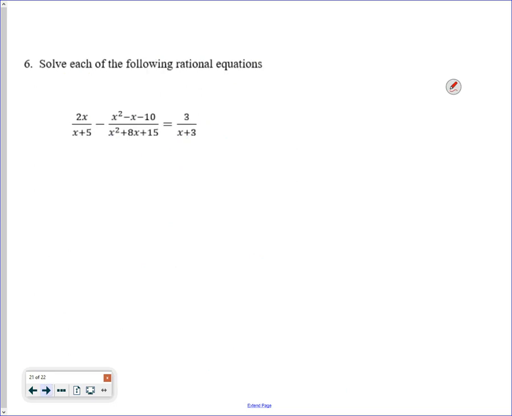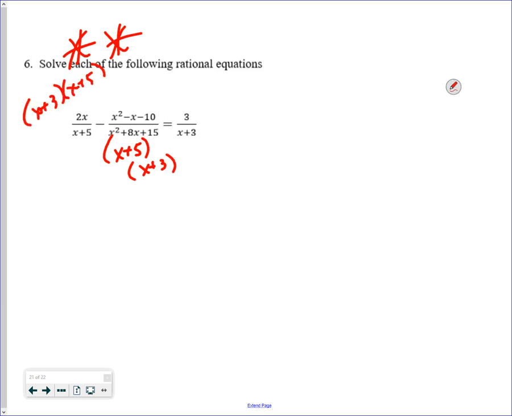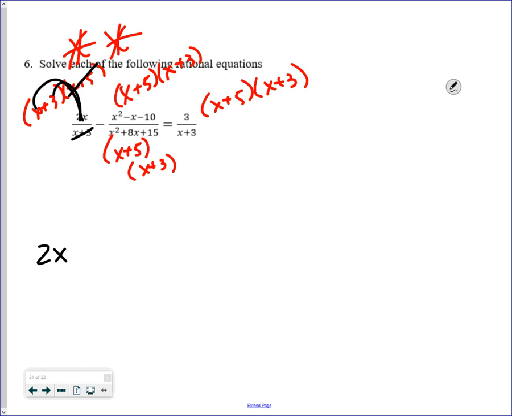Now, for the big finale, definitely one on your test like this. The middle one factors: x plus 5 and x plus 3. So when I'm multiplying through by the common denominator of x plus 3 and x plus 5, I would multiply each one of these. All right, so now let the canceling begin. The x plus 5s cancel. I'm left with 2x times x plus 3.